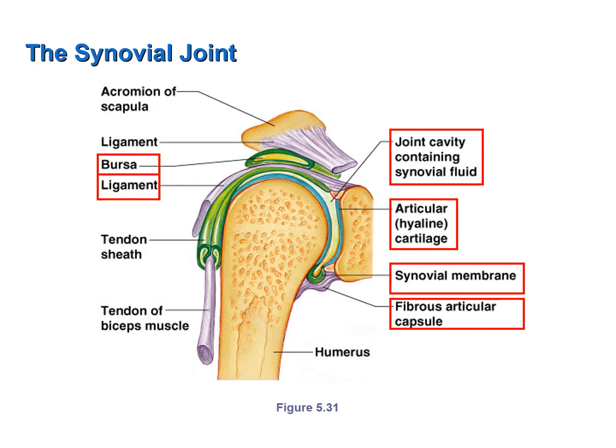Bursae are small, thin-walled fibrous sacs that contain synovial fluid. The bursae basically act as cushions, helping to cushion one structure against another, such as cushioning skin and bone, or ligaments and bone, etc.